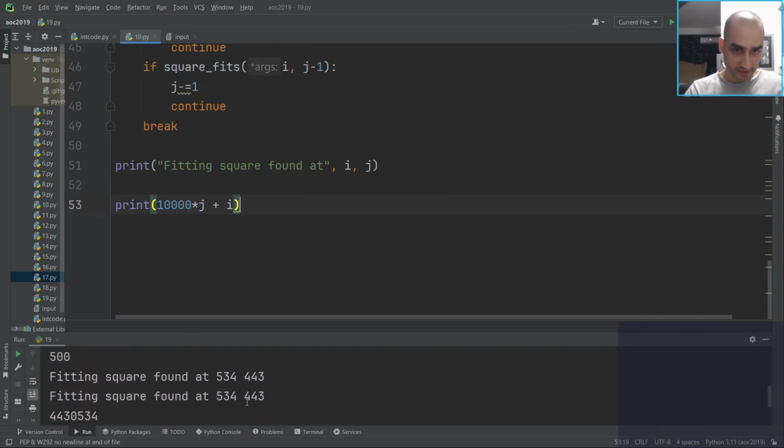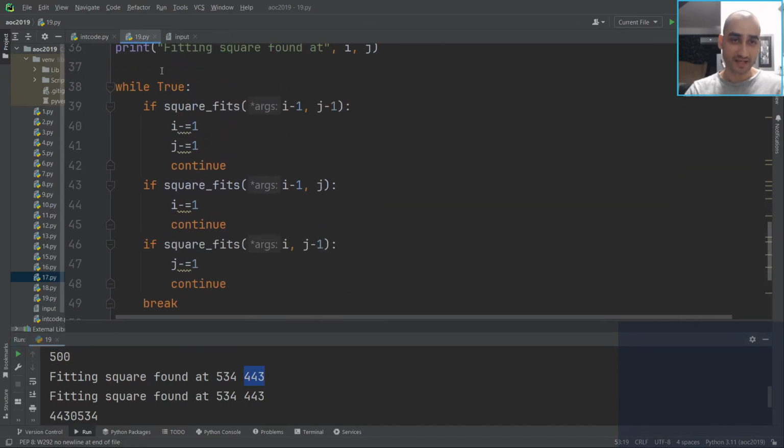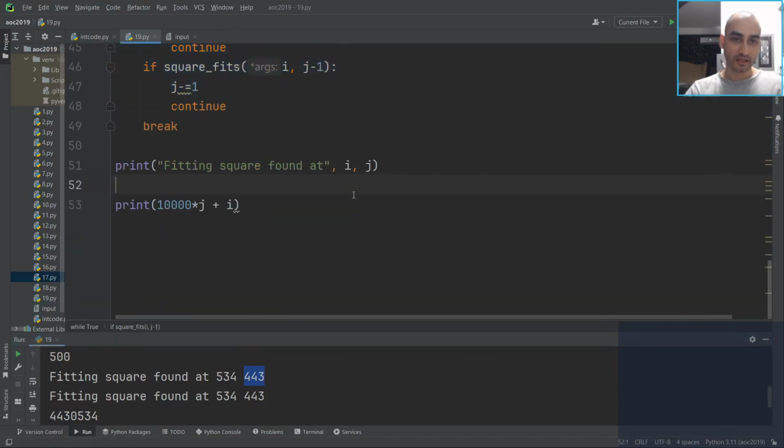So this one gave us 5, 3, 4, 4, 4, 3, and... oh, that's the answer then. Because there was nothing above it. Okay, but this is 100% correct. Okay, so let's see. 4, 4, 3, 5, 3, 4. That took a bit to run.